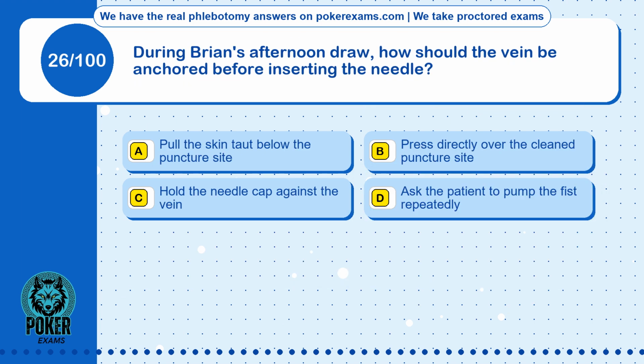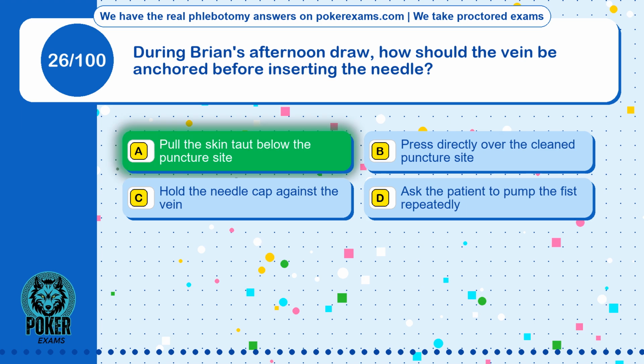Question 26. During Brian's afternoon draw, how should the vein be anchored before inserting the needle? Option A. Pull the skin taut below the puncture site. Option B. Press directly over the cleaned puncture site. Option C. Hold the needle cap against the vein. Option D. Ask the patient to pump the fist repeatedly.